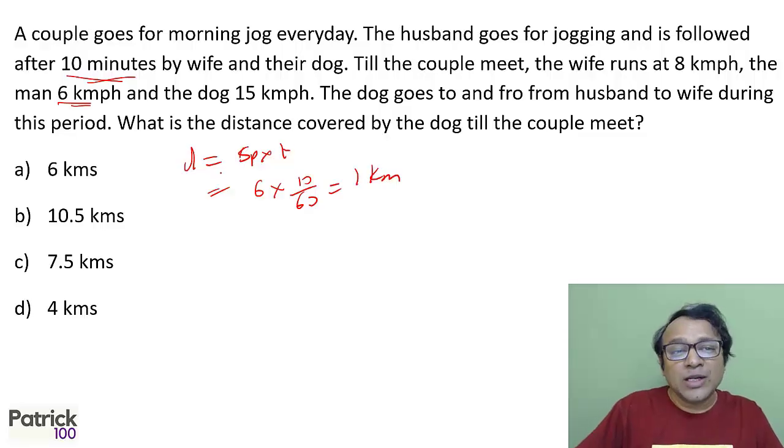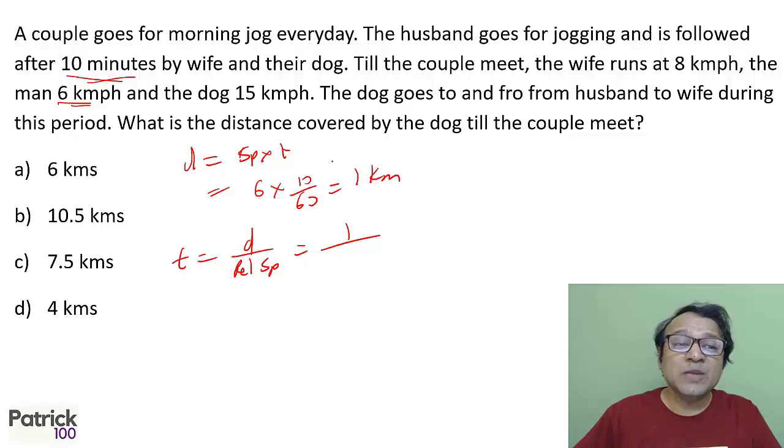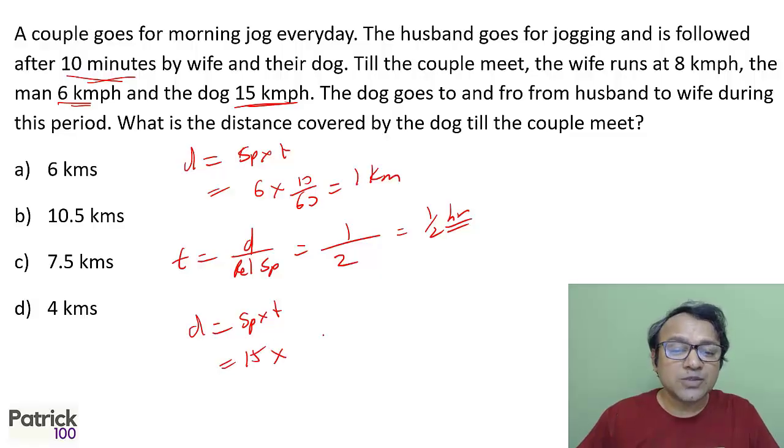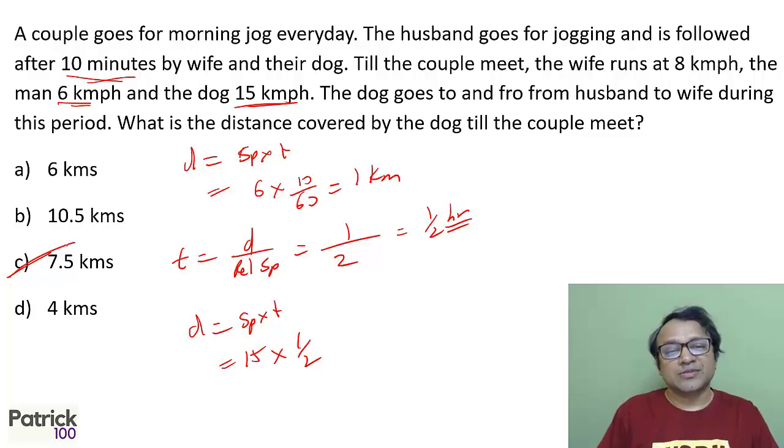Now, to cover this 1 kilometer, how much time will the wife take? The time taken by the wife is distance upon relative speed. Distance is 1 kilometer, relative speed between the man and the wife is 2 kilometers per hour, which is half an hour. So half an hour they take to meet. In half an hour, how much distance will the dog cover? The distance covered is again speed into time, with the dog at 15 kilometers per hour, so speed into time of half gives you 7.5 kilometers.